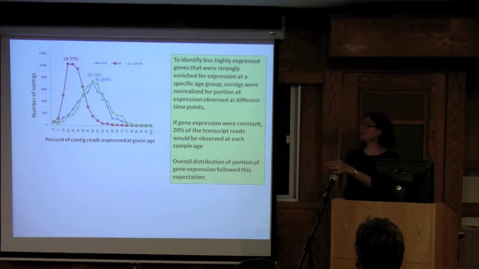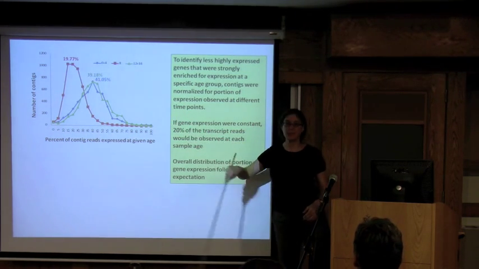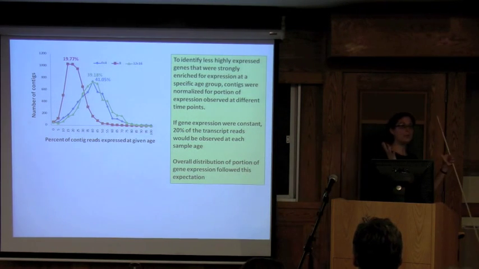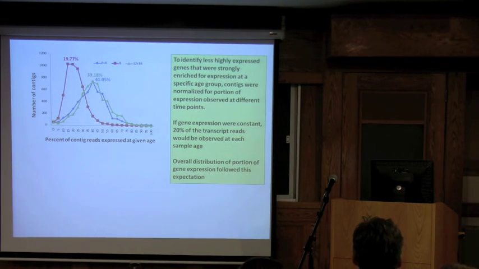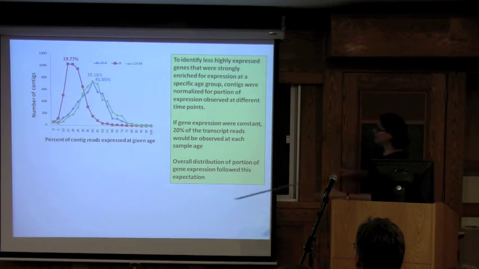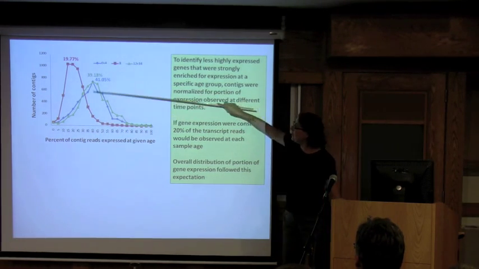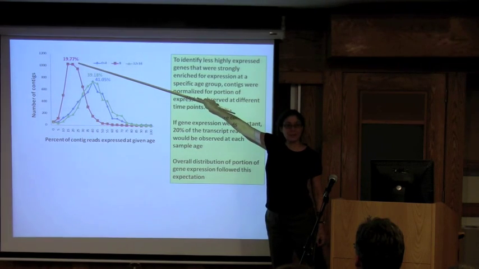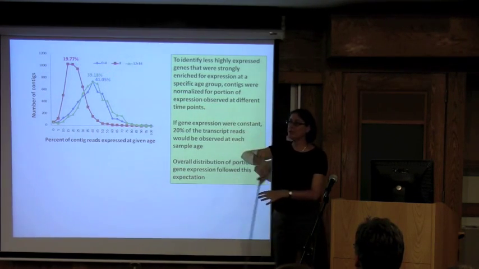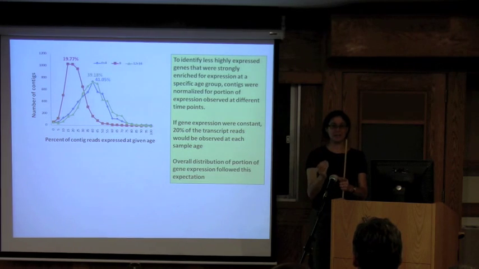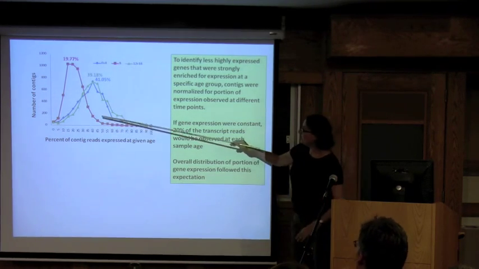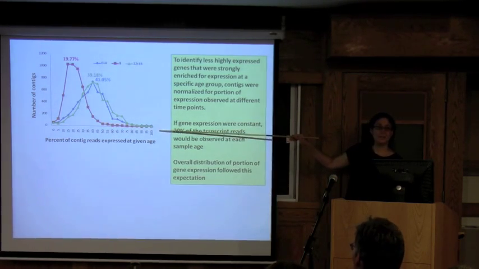So now, for example, let's look at 8 days post-pollination. Let's take all of the genes and say what percentage of their transcripts occurred at 8 days. And what we see is a very strong curve with a peak almost exactly at 20%, indicating that the majority of genes had 20% of their expression at that time point. However, we can also see that there's a long tail.